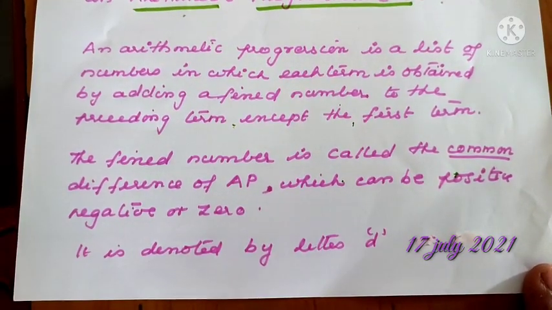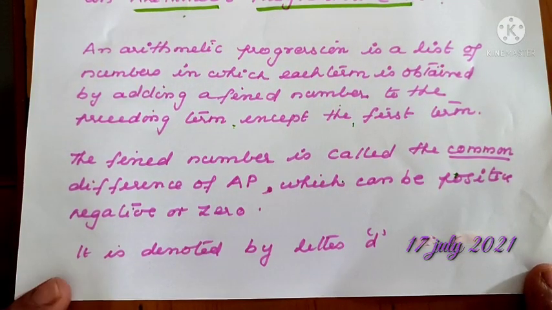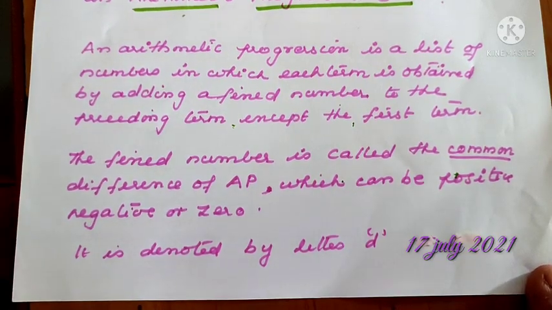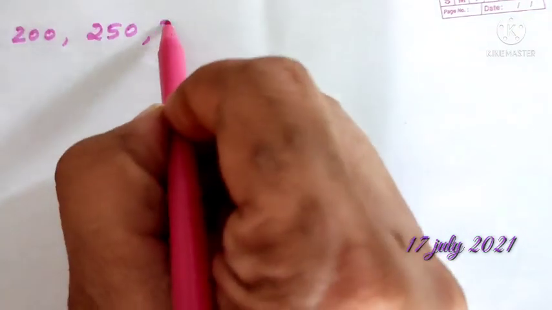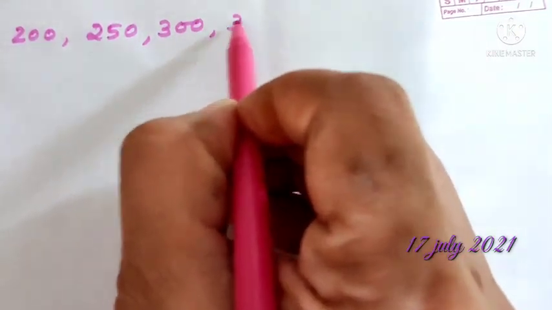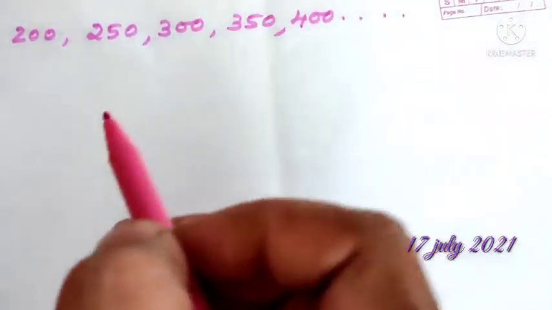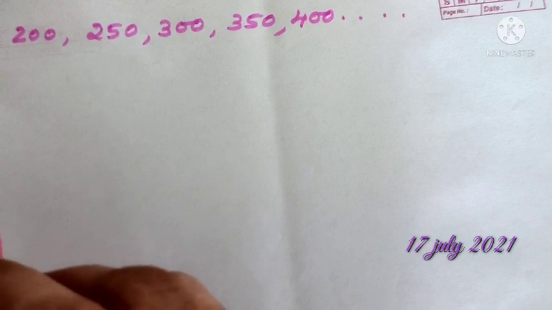In some books they will not write common difference as CD, they will write d, and that time we can make out that it is the common difference. Now, how to calculate the common difference of an AP? Let us take an example: 200, 250, 300, 350, 400, etc. Now you can make out that we are getting each term by adding 50 to the previous term.